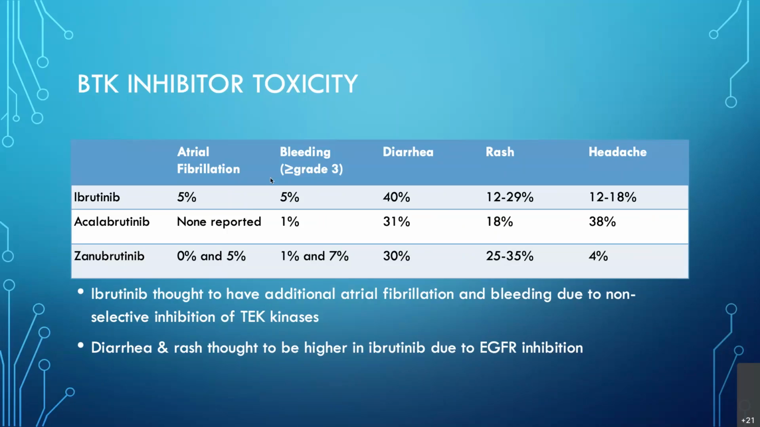And then acalabrutinib, while being thought to have less atrial fibrillation than ibrutinib, I don't think I would quite say that it has none. So I still would list it as a potential side effect of the medication. And then the additional aspect of those effects is thought to be that TEC kinase inhibition of ibrutinib.